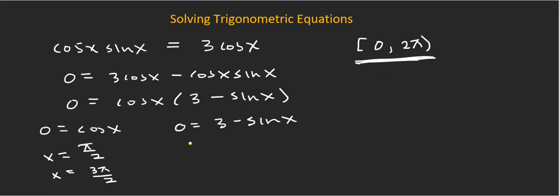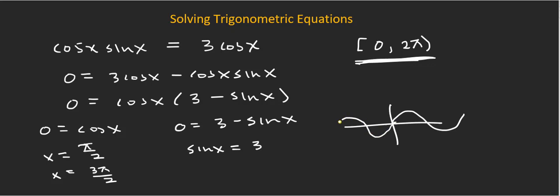Now let's take care of this part. So I'm going to move sine x to the other side. Sine x equals 3. Now think about it. Sine of what is 3? If you remember the graph of sine, the highest value that it goes up to is 1. Sine x can never equal 3. So there is no solution right here. So the only solutions you have are pi over 2 and 3 pi over 2.